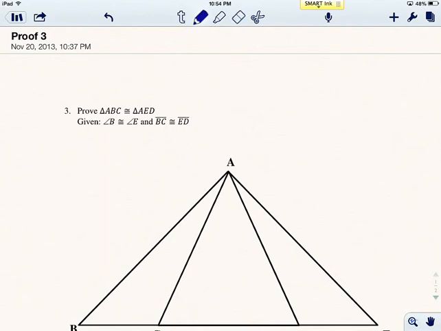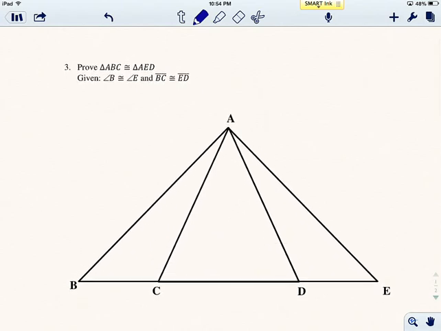Okay, guys, so on to proof three. Let's just dive right in by marking our given information. This says that angle B is congruent to angle E. So we come down here and we say that angle B is going to be congruent to angle E. Okay, cool. Now it's also told us that BC and ED are congruent. So now I've got my given information drawn in, which is good.